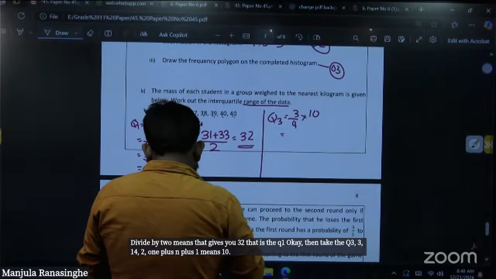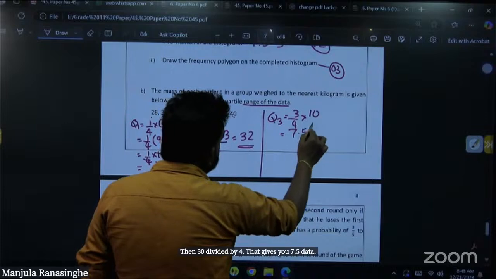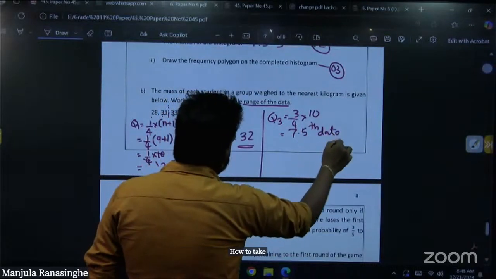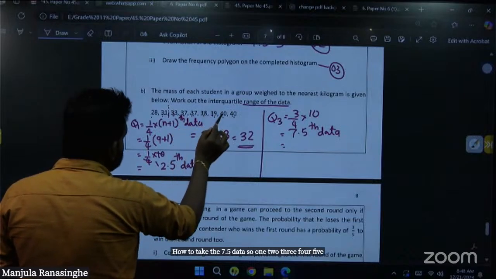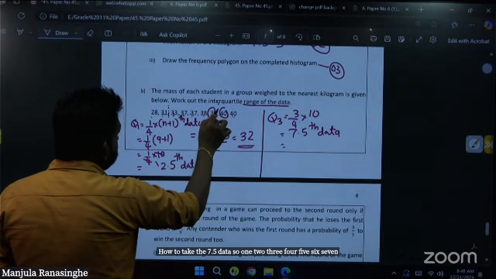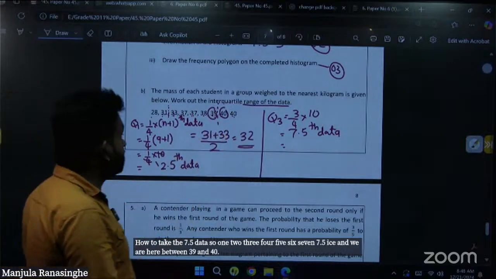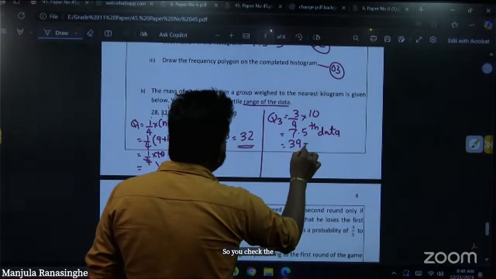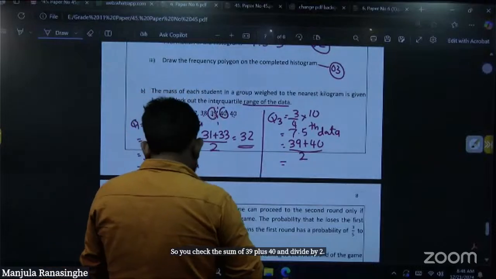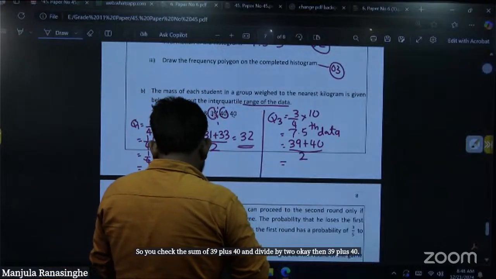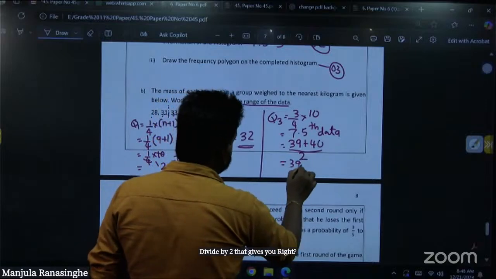Then 30 divided by 4 gives you 7.5 data. How to take the 7.5 data? So 1, 2, 3, 4, 5, 6, 7, 8. Here 7, here 8. 7.5 lies somewhere between 39 and 40. So you take the sum of 39 plus 40 and divide by 2, that gives you 39.5.